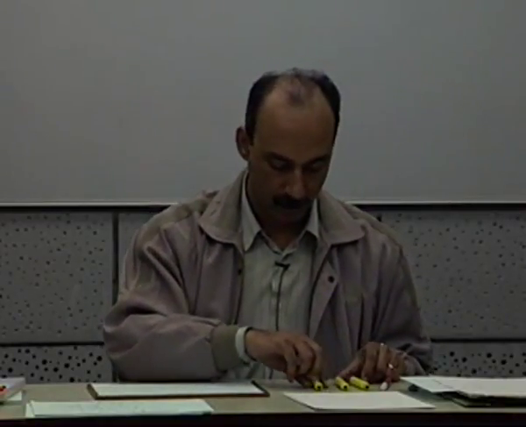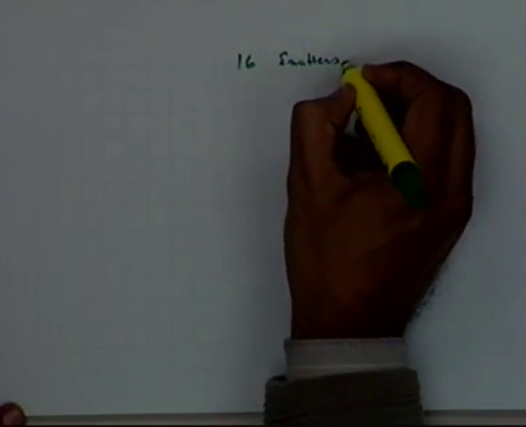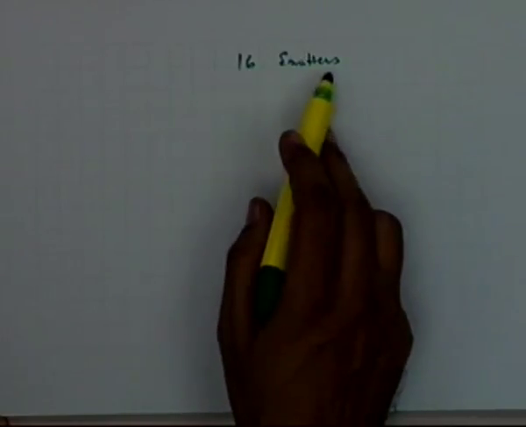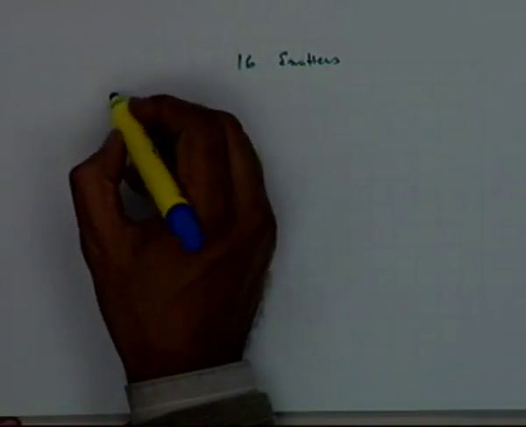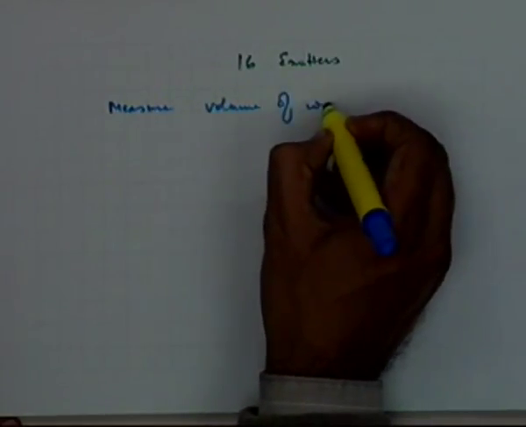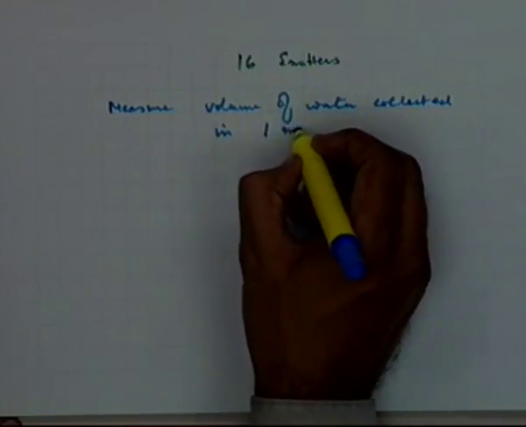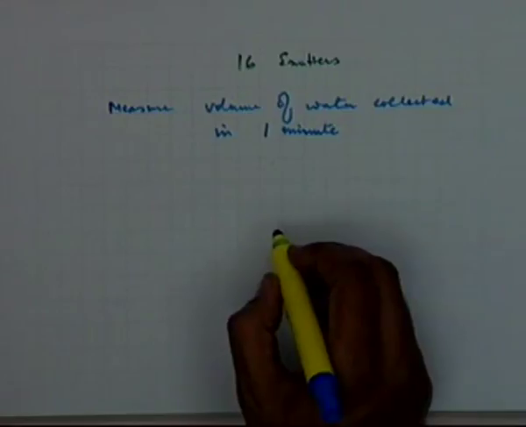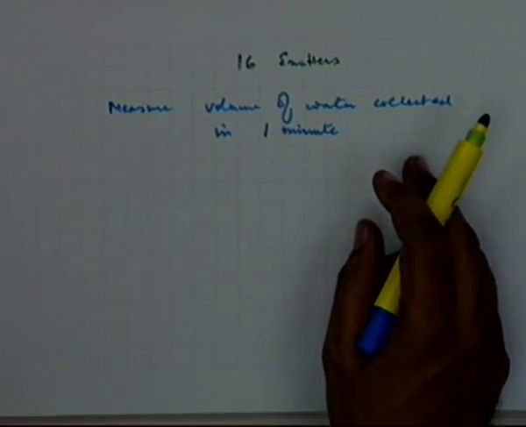Ultimately, you have now 4 laterals, and on each lateral you have 4 emitters which are selected. So you have in all 16 emitters where the observations have to be taken. The observation is only that you measure the discharge, the volume of water collected in 1 minute, and that we will convert to find out what is the flow rate, what is the discharge.